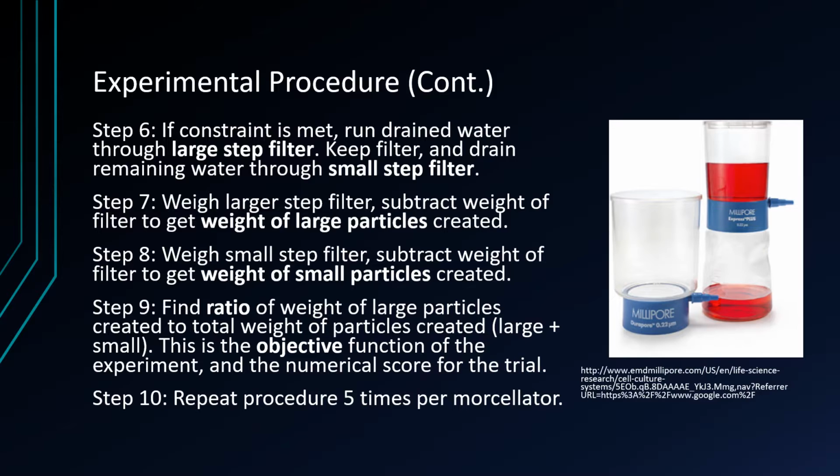Step 9 is where we find our objective function, or the numerical score, basically, for each morcellator, and that is by finding the ratio of weight of large particles created to the total weight of particles created, which is the sum of the large and small particles. By maximizing this ratio, we'll want to see the maximized performance of creating large particles versus particles created. Step 10 is to repeat the procedure 5 times per morcellator for consistency and to ensure that the data is replicable.